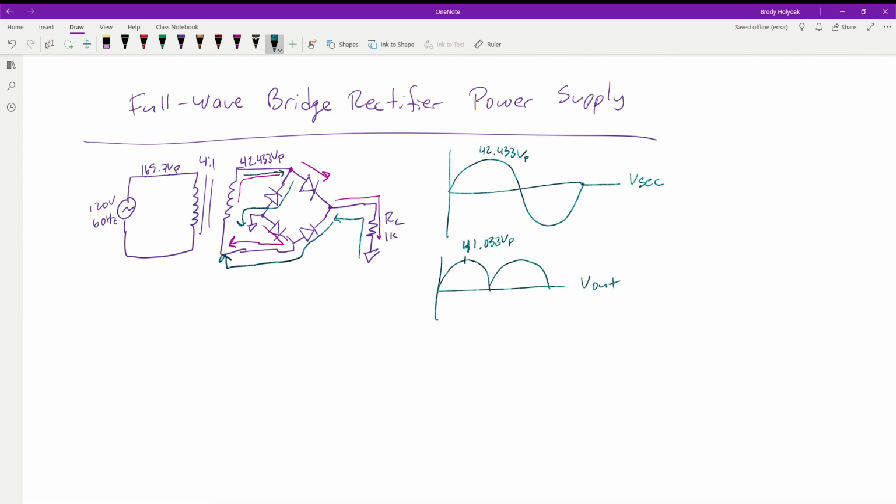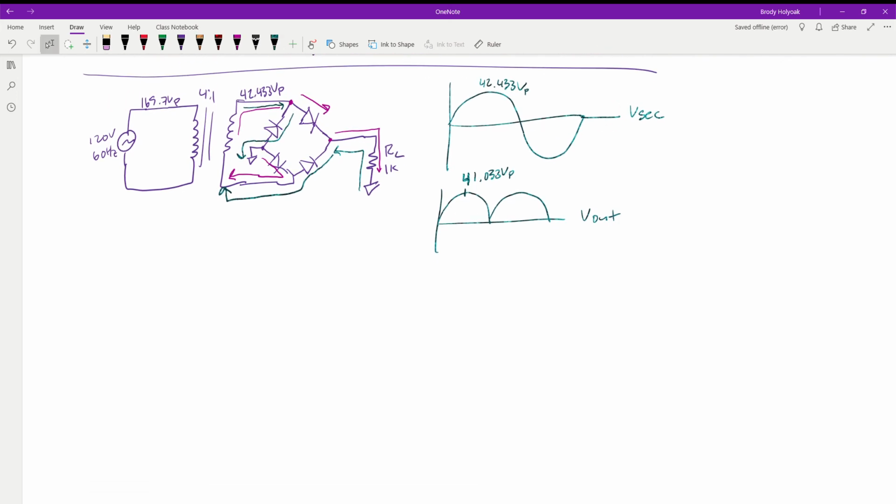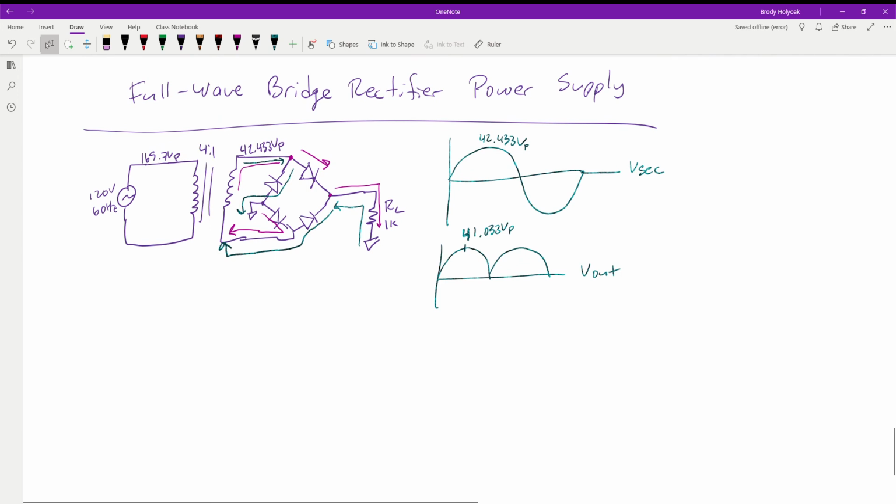So this one, we're going to have a higher voltage, but about the same ripple voltage, the same variations. So that's the big plus for using the full wave bridge rectifier: we get double the voltage out, at the expense of slightly more ripple, slightly more AC signal coming out. What we want is a pure DC signal as close as we can get.